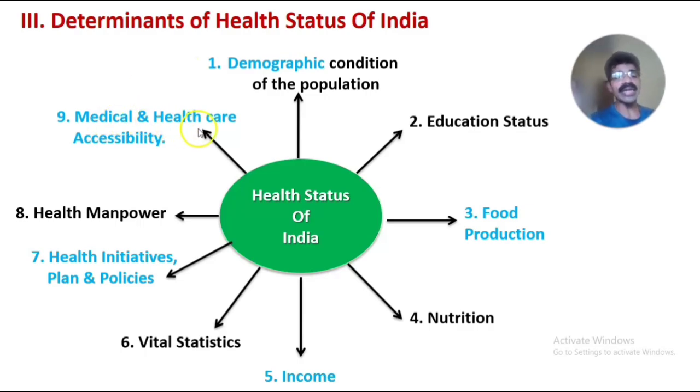The ninth point is medical and healthcare accessibility or availability to the people. We already discussed that there is a lack of accessibility, especially for the marginalized groups, underdeveloped areas, remote areas, or rural areas in the country. That is inadequate medical and healthcare accessibility. So these are the 9 different determinants or factors which influence the total health status of the country, or the health status of the people in the country.